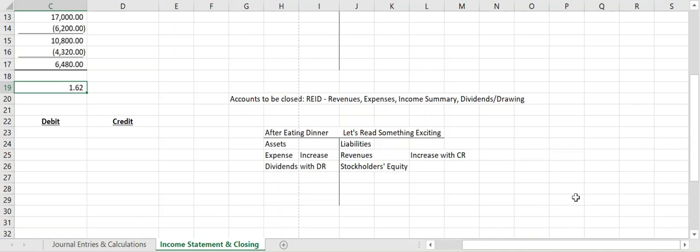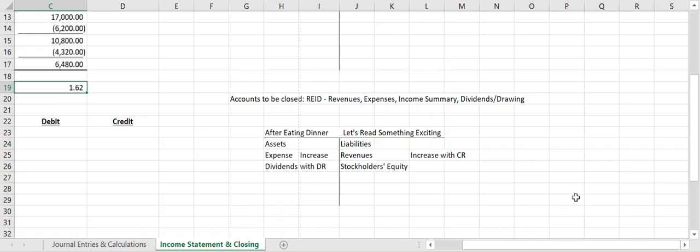Again, little reminder for you if you're having trouble remembering, if it's been a while since you took financial accounting or summer kind of erased your memory of debits and credits, if you make yourself this little T-chart, and use the phrase "after eating dinner, let's read something exciting." The A in after, the E in eating, and the D in dinner stand for assets, expenses, and dividends. And those are the types of accounts that increase with the debit.